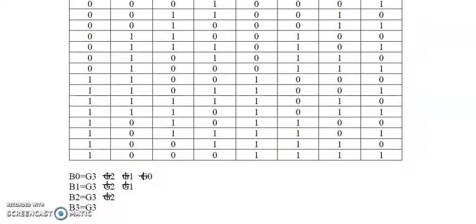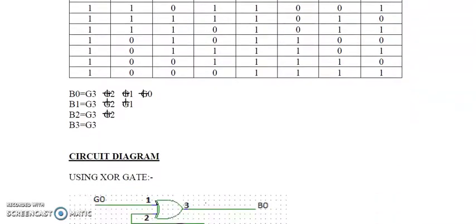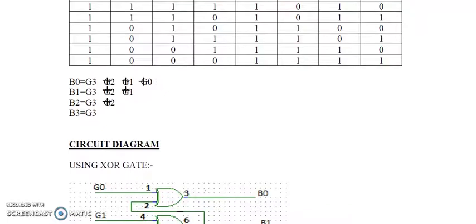Okay, students, so B0 is G3 XOR G2 XOR G1 XOR G0. B1 is G3 XOR G2 XOR G1. B2 is G3 XOR G2 and B3 is G3. This is how we get the expressions for the binary equivalent of the gray codes.